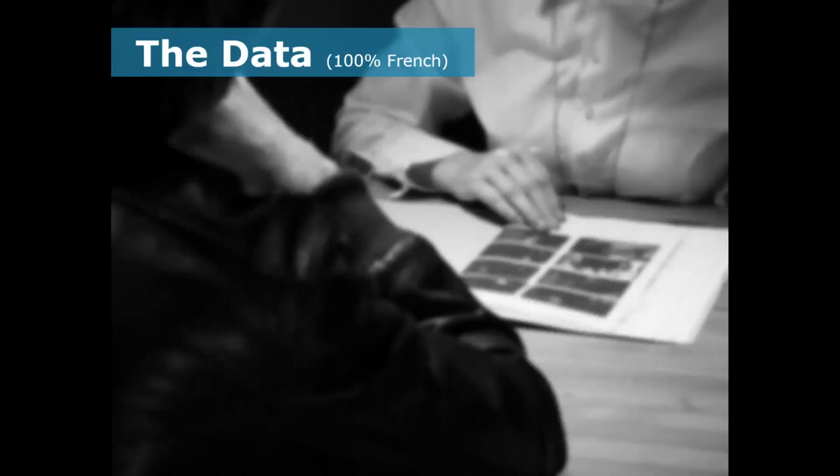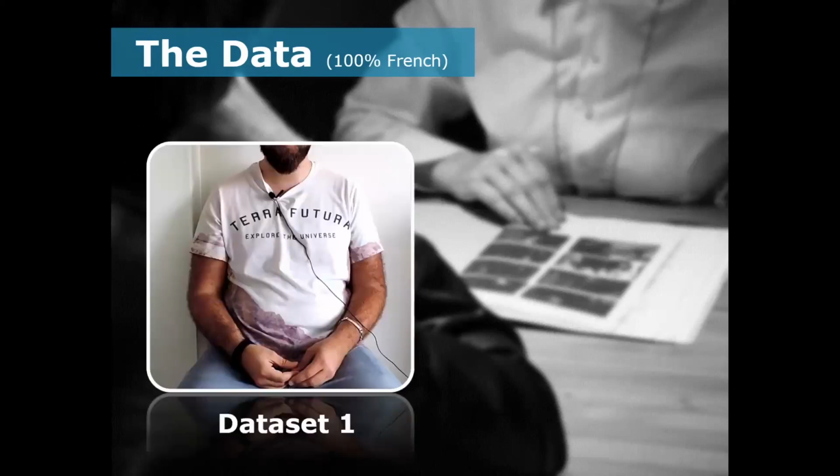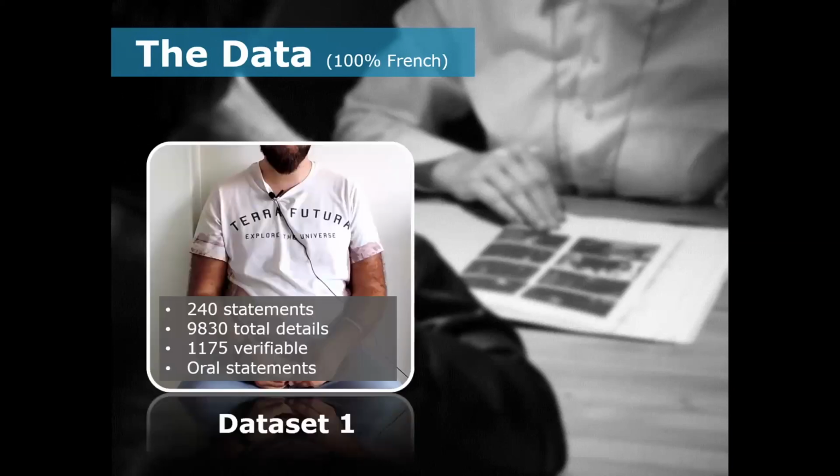So what data did we use? We had only French data so far, 2 data sets. A first data set with 240 statements that were coded for total details and verifiable details, about 10,000 total details and about 1,000 being verifiable. Importantly, this was from a former study where participants performed a mock crime or not, and we collected their statements orally and then transcribed those for the study.